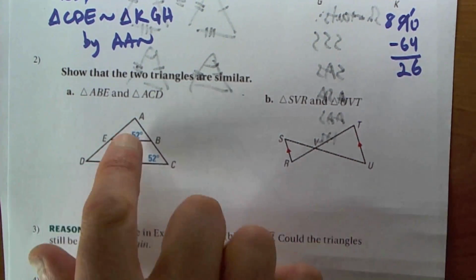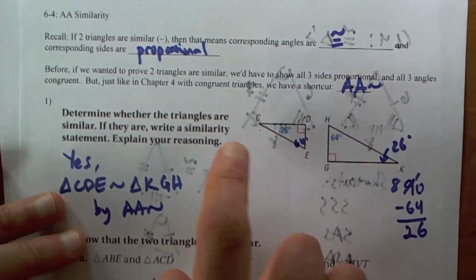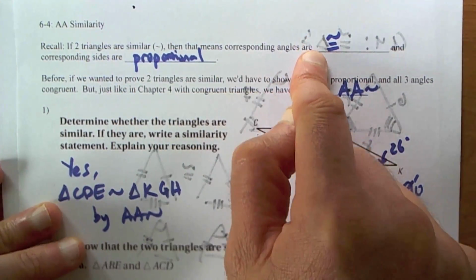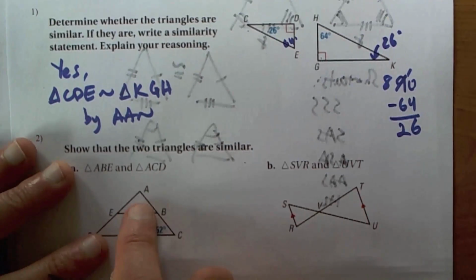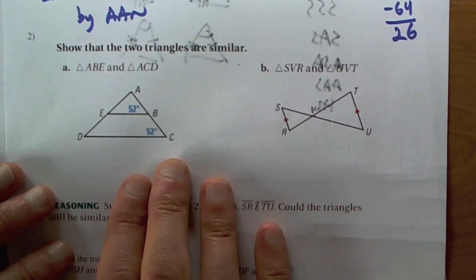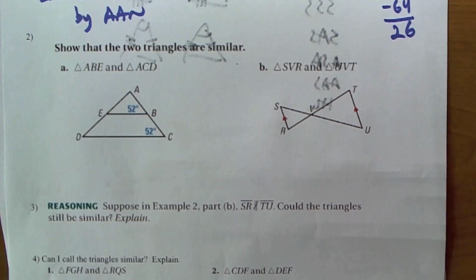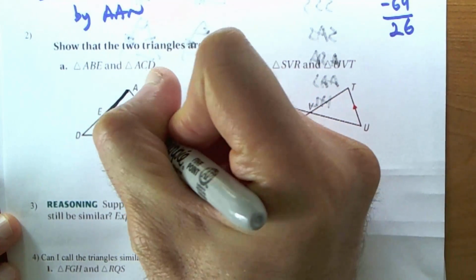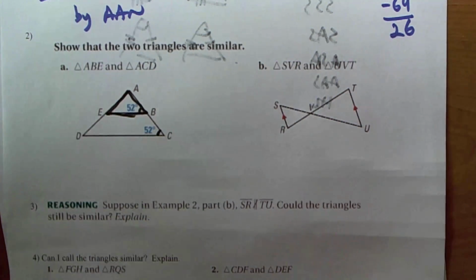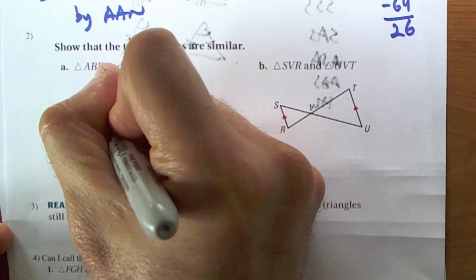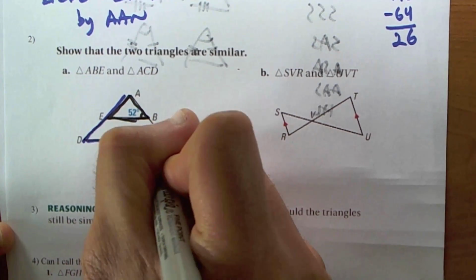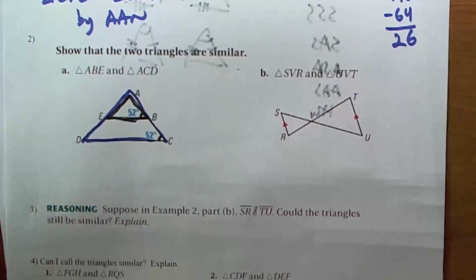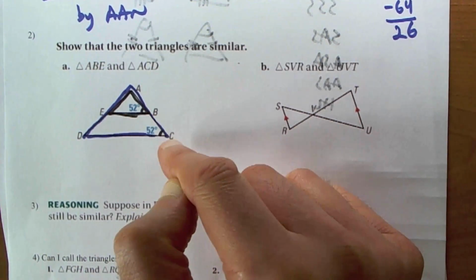All right, so for this, just like with the previous problem, the definition of similarity is all angles congruent and all sides proportional, but I don't have any side lengths, so I can't use the definition. The only hope I have is to use AA similarity. So I've got this angle here, so angle B in this little triangle is congruent to angle C in this bigger triangle. But that's all, we don't have anything else.